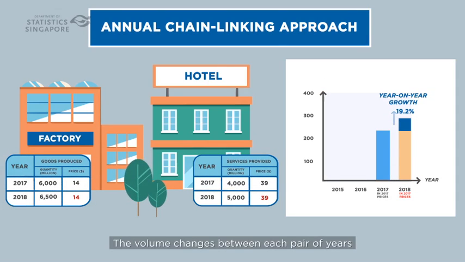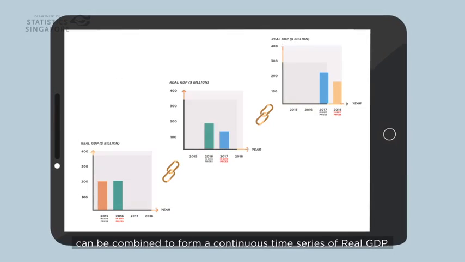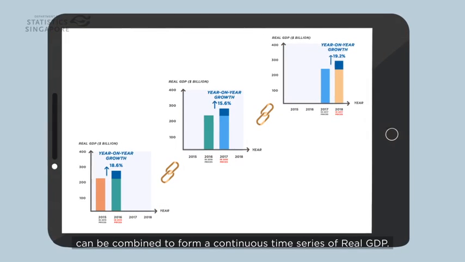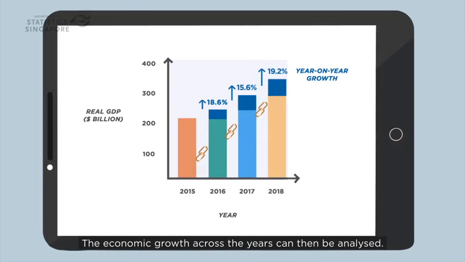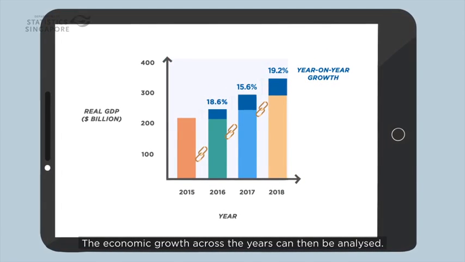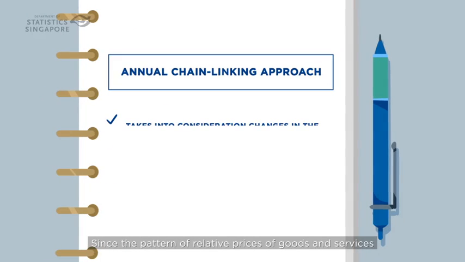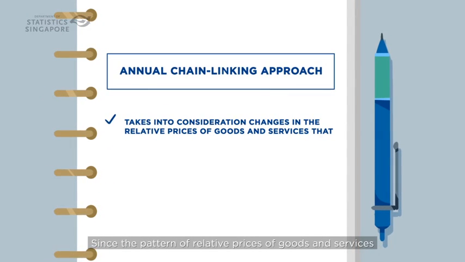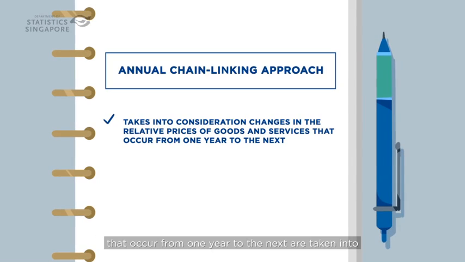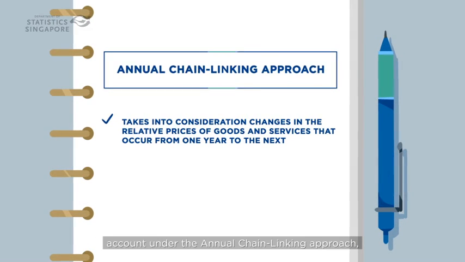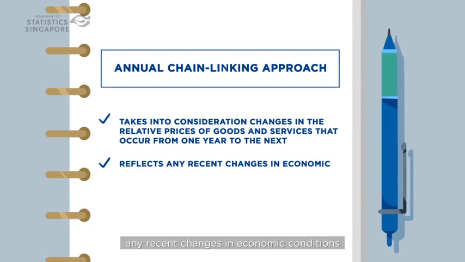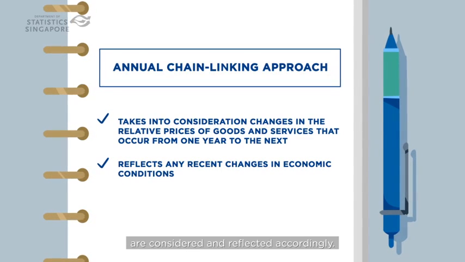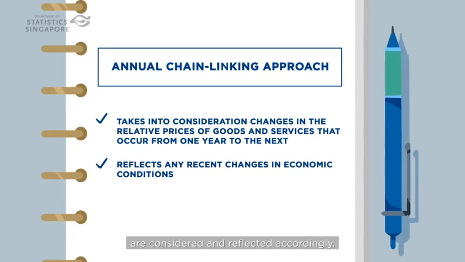The volume changes between each pair of years can be combined to form a continuous time series of real GDP. The economic growth across the years can then be analyzed. Since the pattern of relative prices of goods and services that occur from one year to the next are taken into account under the annual chain linking approach, any recent changes in economic conditions are considered and reflected accordingly.